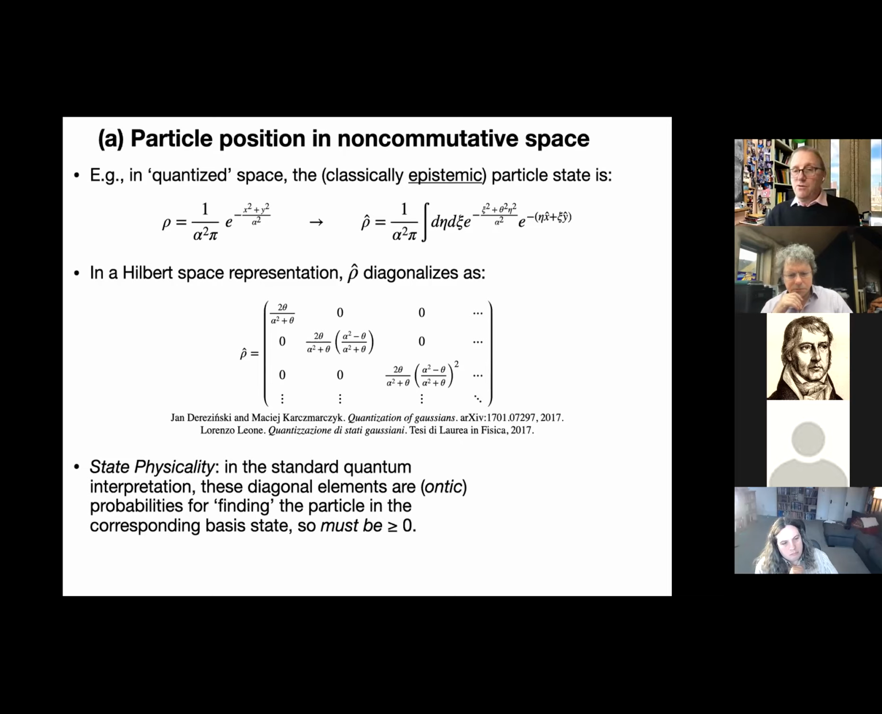And so the object I've written down can only be physical if the diagonal elements are all positive numbers. We're calling this principle state physicality. It's a requirement on rho actually being a physical state representing some physically possible system, that these diagonal elements all be greater than 0. Clearly whether those numbers are positive is going to depend on the values of alpha and theta. So let's look at that.